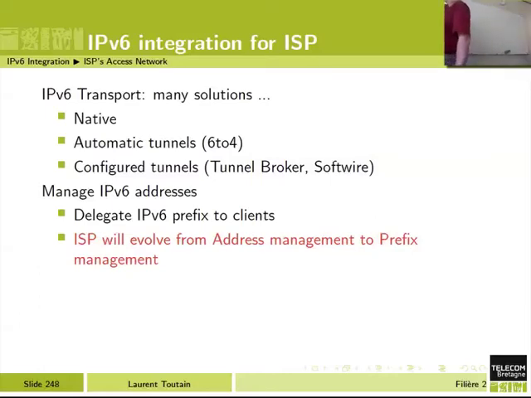And the other solution is to use configured tunnels. And configured tunnels means that here you know you have configured something, and so it's not automatic. And maybe you can select how the tunnel is built, and this way you can manage the connectivity and the quality of service. So one way is, for example, to use a tunnel broker. So this is a very popular way to do it in a company that wants to test IPv6.